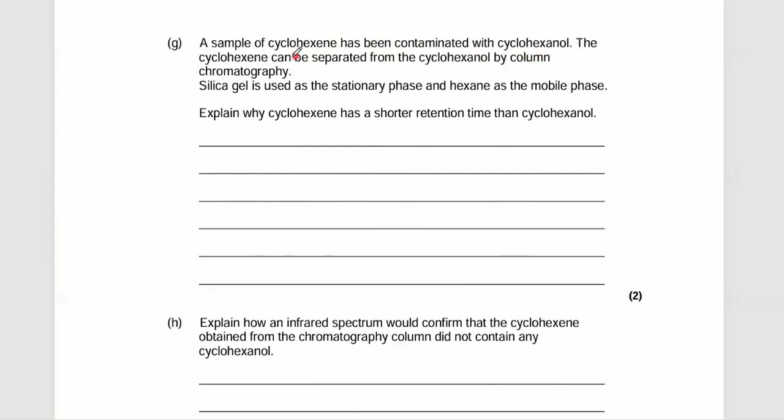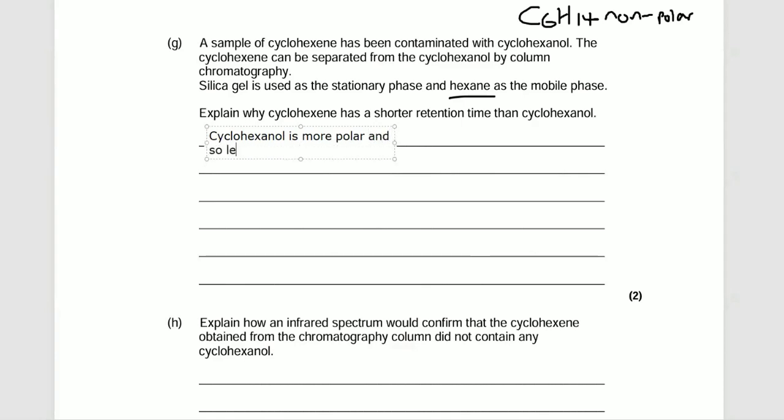G. A sample of cyclohexene has been contaminated with cyclohexanol. The cyclohexene can be separated from the cyclohexanol by column chromatography. Silica gel is used as the stationary phase and hexane as the mobile phase. Explain why cyclohexene has a shorter retention time than cyclohexanol. Well, the solvent here is hexane, C6H14. It's non-polar. It's just made of carbon and hydrogen, which have very similar electronegativities, and so it's not a polar molecule.